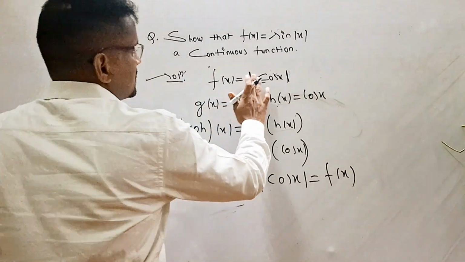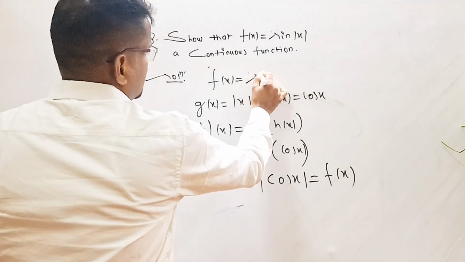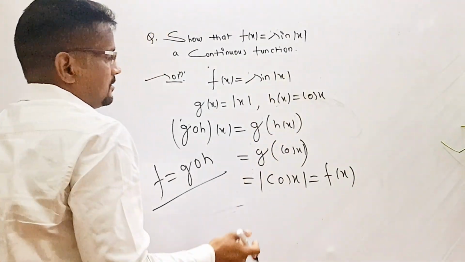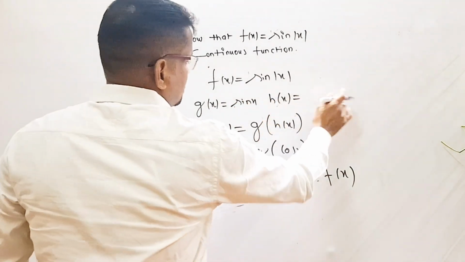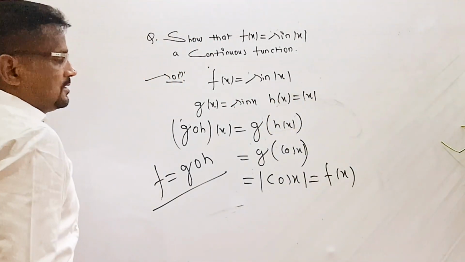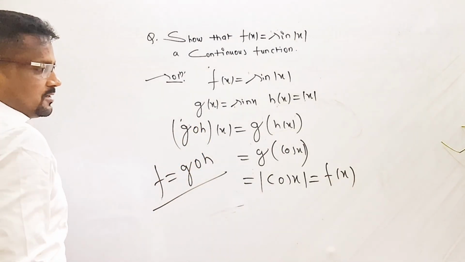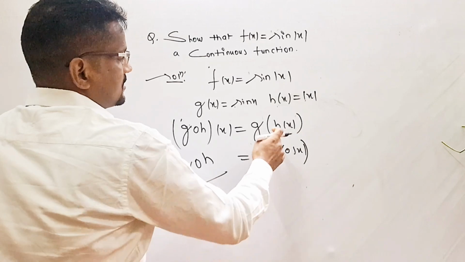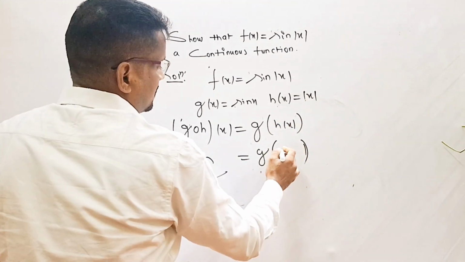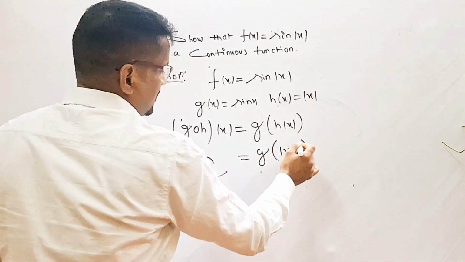Then you consider it as sine of modulus x. Say g(x) is sine x and h(x) equals modulus x. As usual, you check g composition h. So g of h(x), and this time what will come? That is, h(x) is modulus x. So here you have to write modulus x.